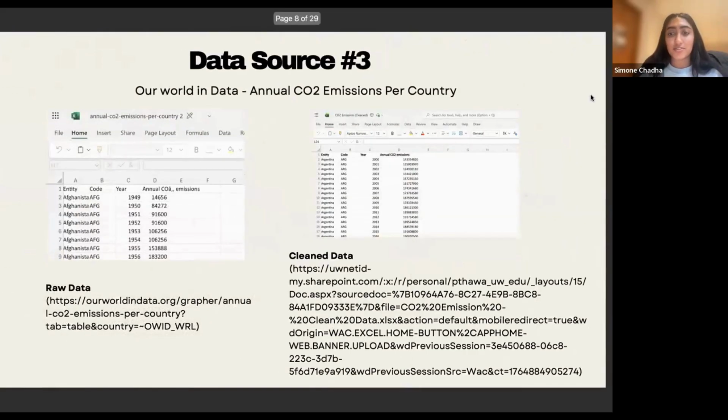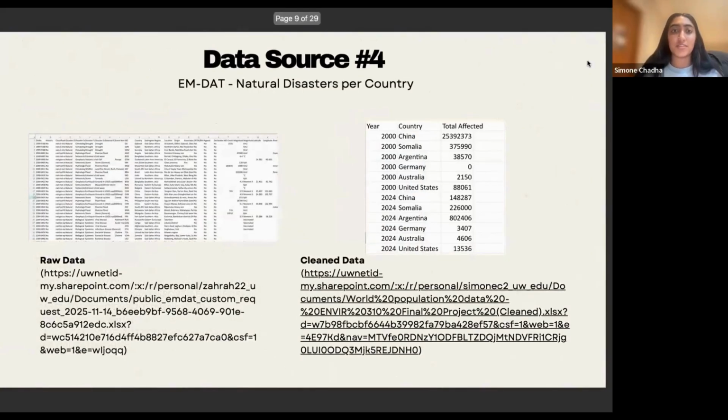And then our third data source is related to annual CO2 emissions per country. So this includes the same data about countries, but just related to their total CO2 emissions in tons. And then our fourth data source was related to natural disasters in each country. And this one has natural disasters organized by different types. And so to clean the second, third, and fourth data sources, we just made sure to include years increasing by every 5 years, starting from the year 2000.